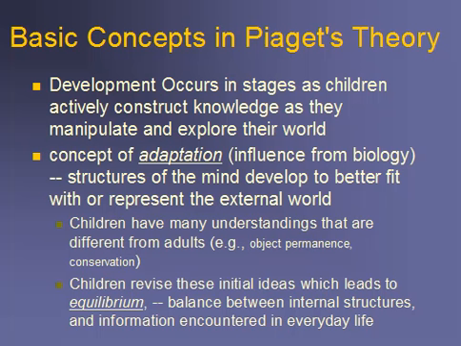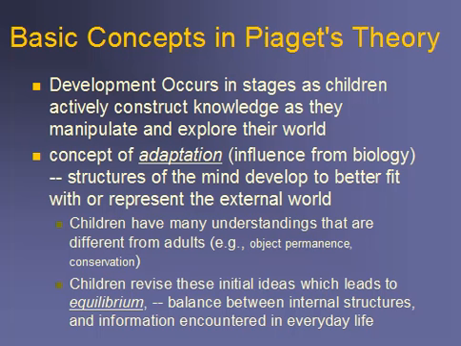Okay, so let's review some of the basic concepts in Piaget's theory. One is that development occurs in stages. So this is a stage theory. Children's thinking makes qualitative shifts from one stage to another. Second basic concept is that of adaptation, this influence from biology that I talked about earlier.